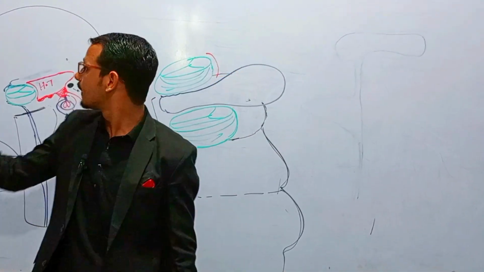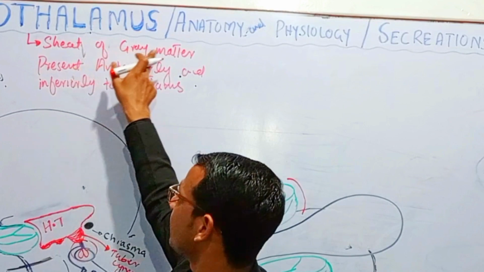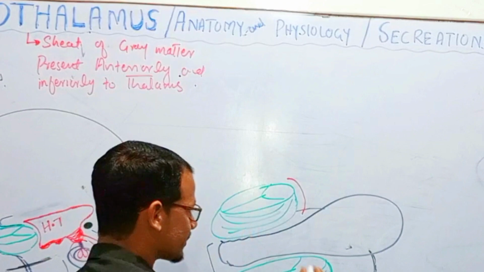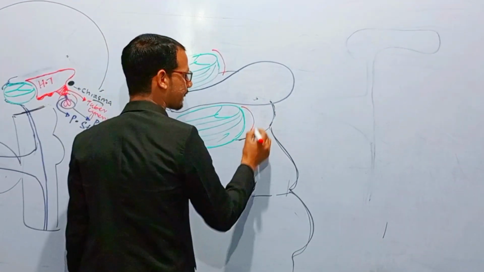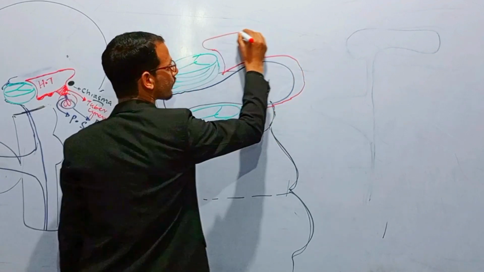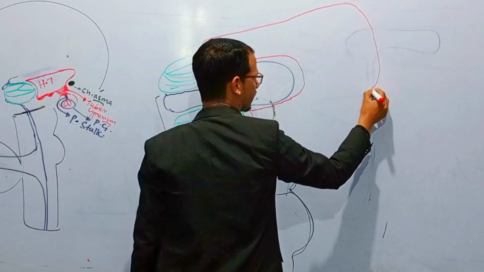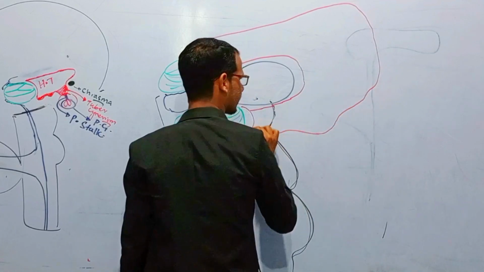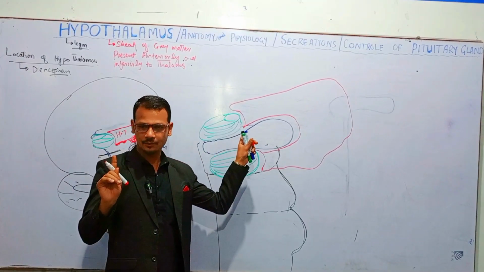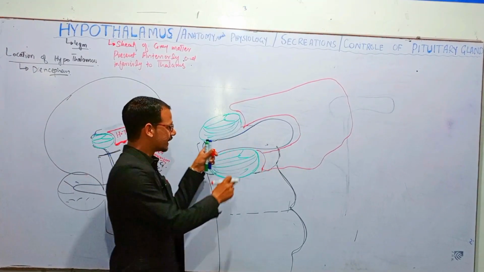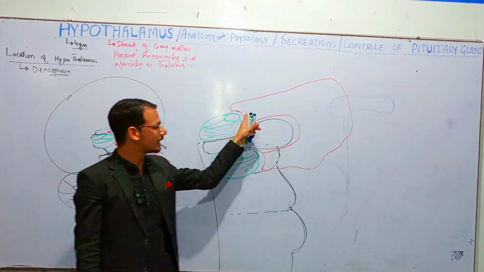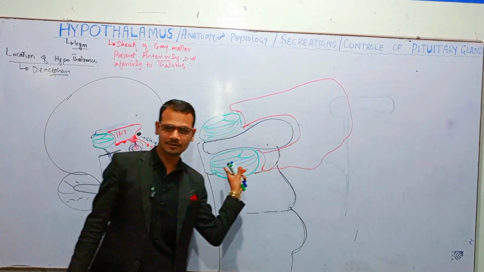So here in front, we have defined that these are the sheets of gray matter present anteriorly and inferiorly to the thalamus. So this is the anterior side of the thalamus. This is the anterior, and this is the inferior side of the thalamus, right? So we can define this in one way in relation with the thalamus, that the hypothalamus is the sheet of gray matter which is present anteriorly and inferiorly to the thalamus.